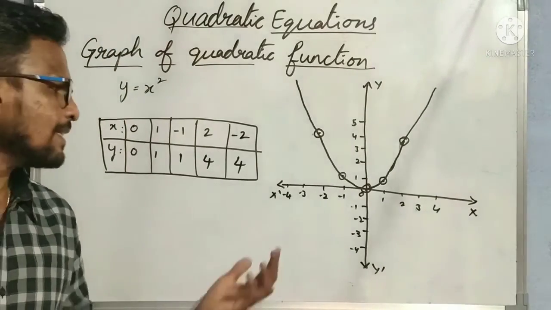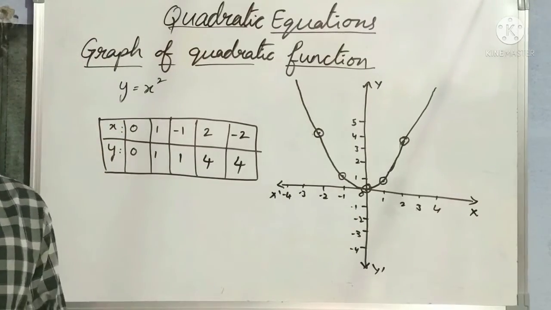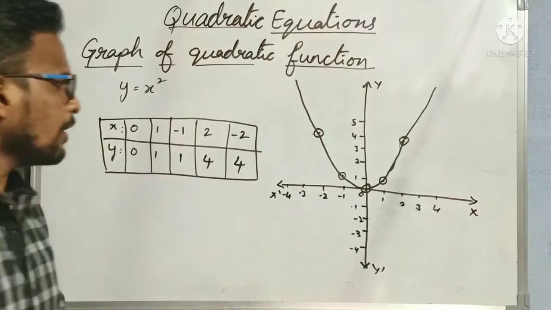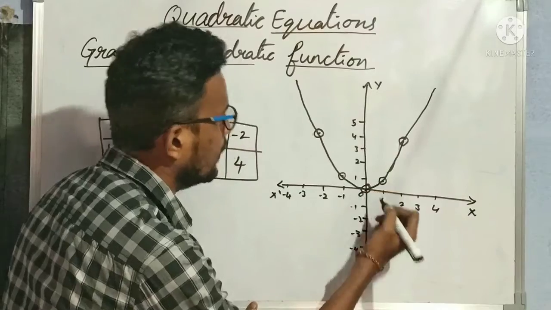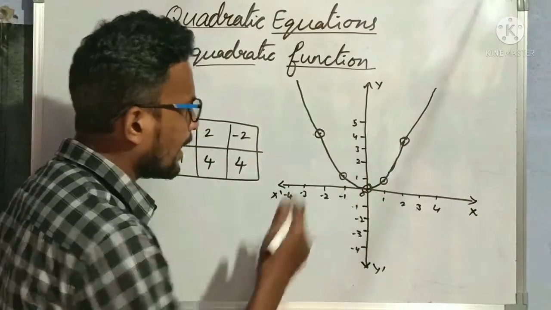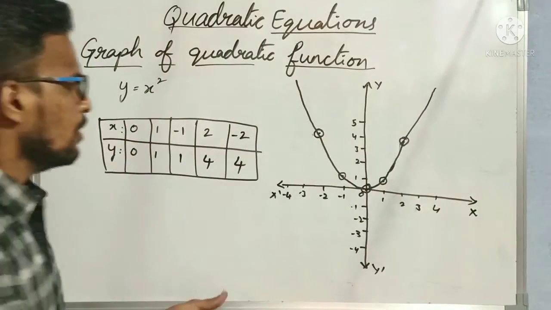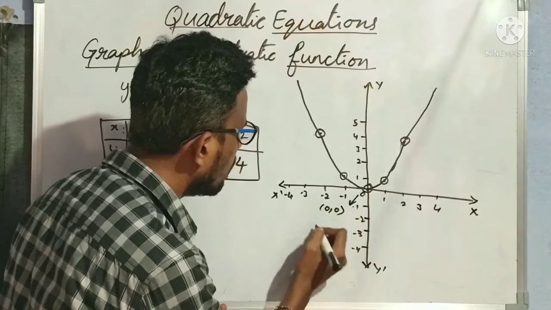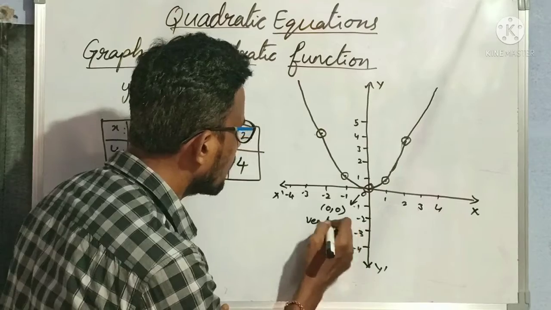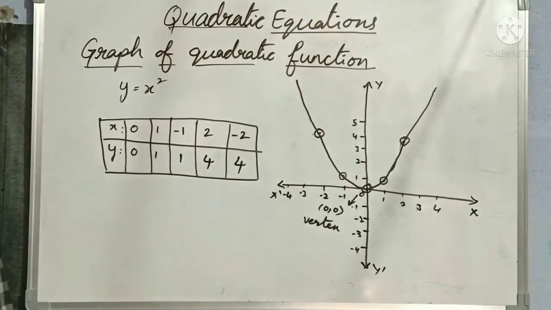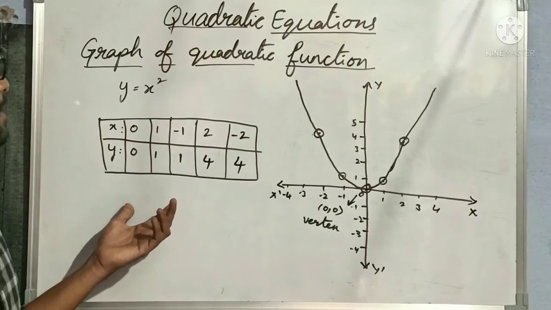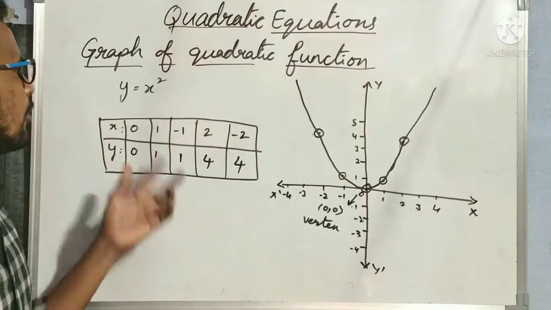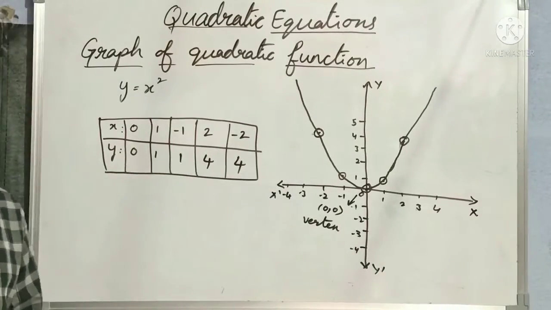Clear? So now what is the vertex of the graph here? Very important. Vertex of the graph means the point of intersection of our graph with the axis becomes the vertex. So here where is it intersecting? 0 0. So here our 0 0 becomes the vertex of the graph. Understood? So this is our first basic quadratic function, that is y is equal to x square. Okay?